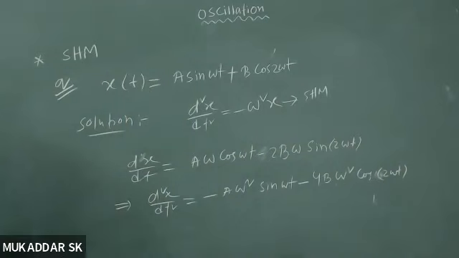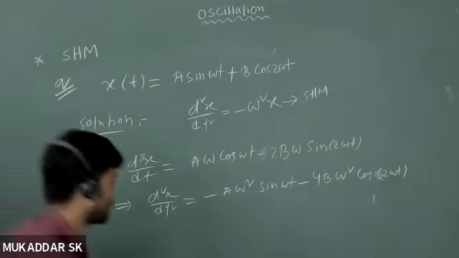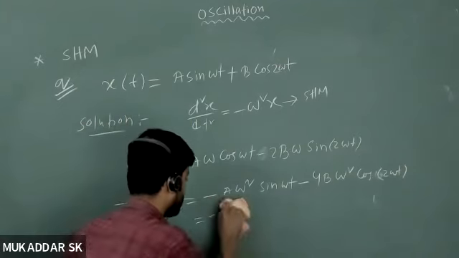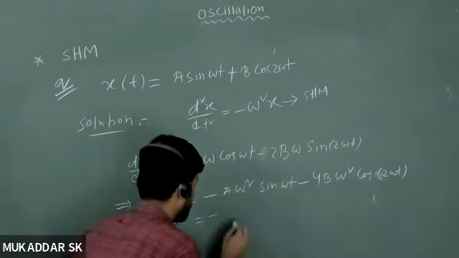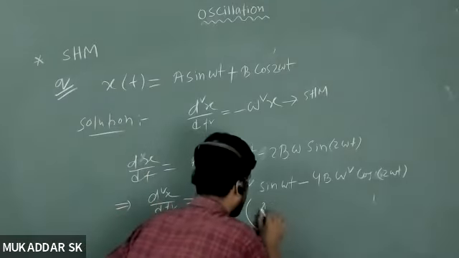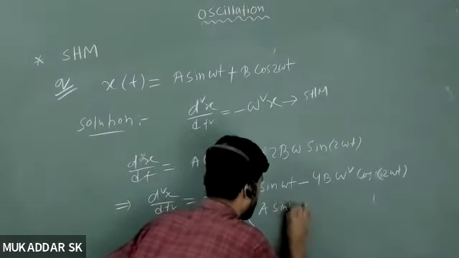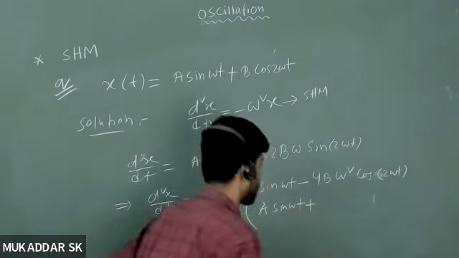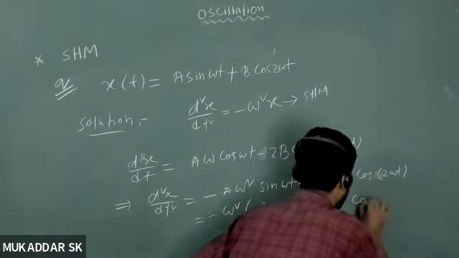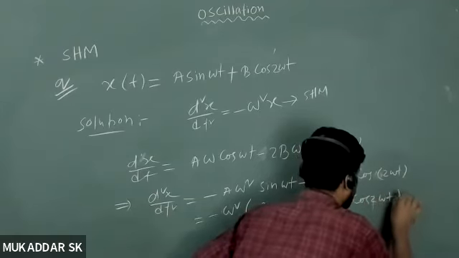Is this correct, right? Is this okay? Now if you take minus omega square common, because only minus omega square will be common from here, you will basically get a sine of omega t plus 4b cos of twice omega t.